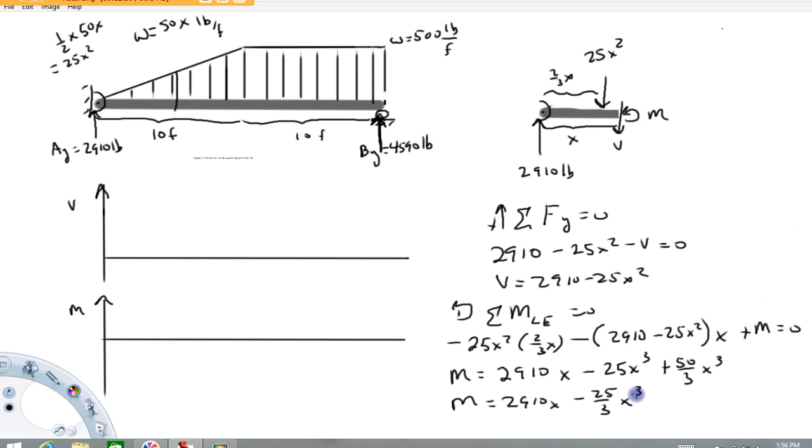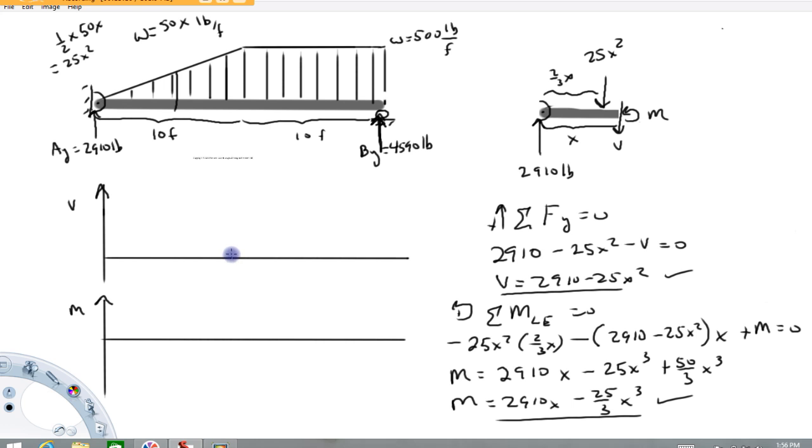So here's our two functions for the shear and bending moment. These functions are good anywhere between 0 and 10. They're not good over here because then we have a change in load that needs to be taken care of. When you're doing shear moment diagrams, anytime you have some sort of change in loading, you have to do a new cut and draw a new free body, write a set of equations. So these equations here and here are both good from 0 to 10.